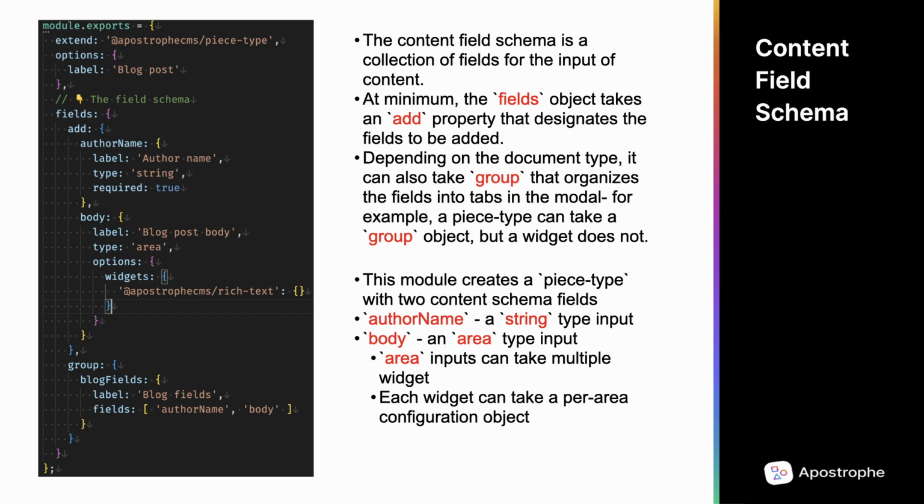While at a minimum you can add an empty configuration object when adding a widget to an area, depending on the widget, that object can take a number of different properties. As we will see, the rich text widget can take properties that customize what styling and content can be added to the rich text editor. All of the core widgets can also take the class name property that takes a string to be added as a class to the wrapper around any content added to the page with that widget.